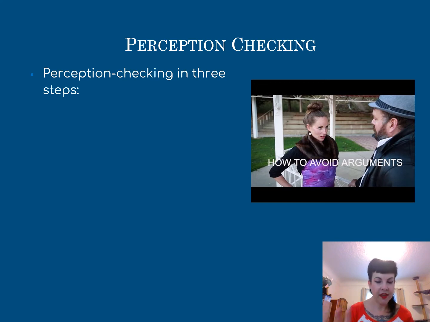So perception checking is where we are acknowledging our own reality. So consider this. We have a first order reality, which is what we visibly experience, and what we see, we hear, we touch, stuff like that. But our second order reality is how we interpret it. So for instance, we see someone make a face. Maybe they go like, eh.